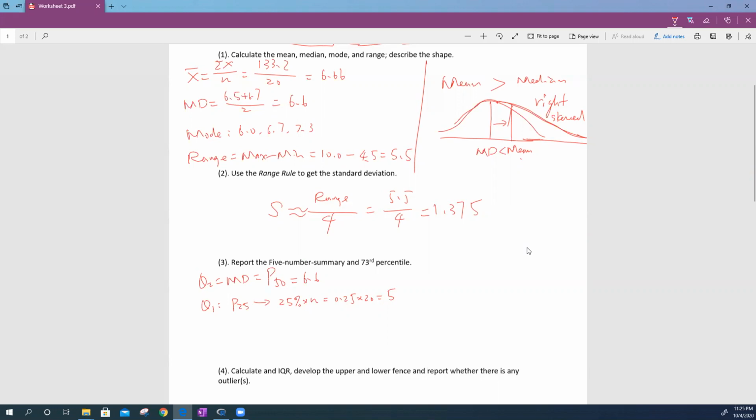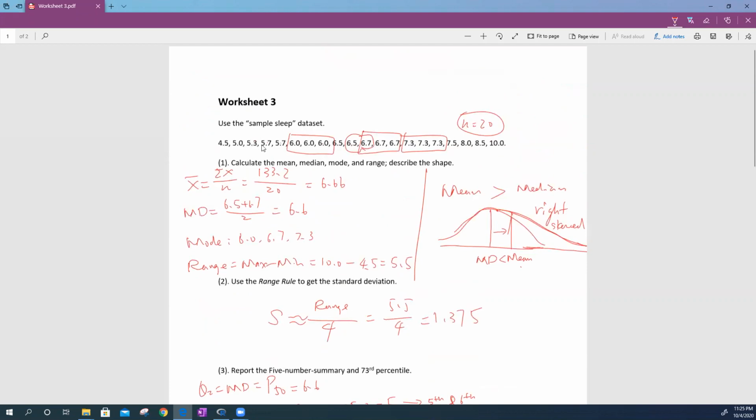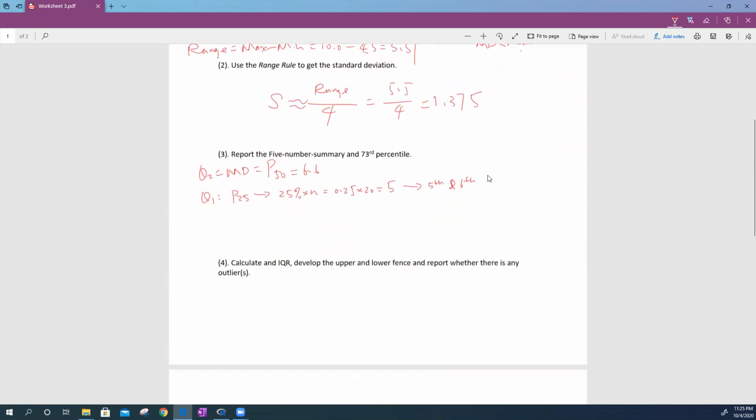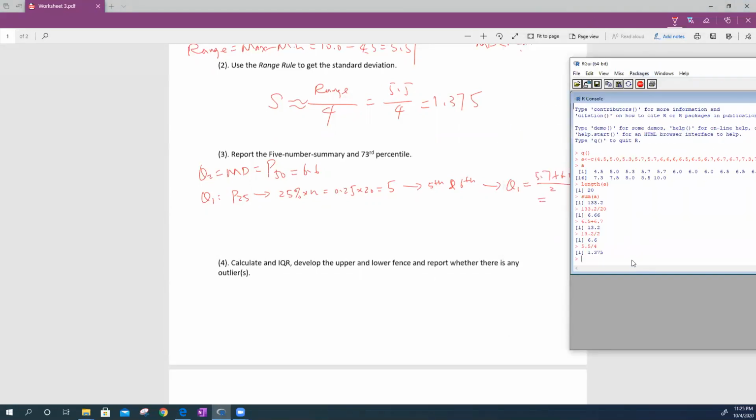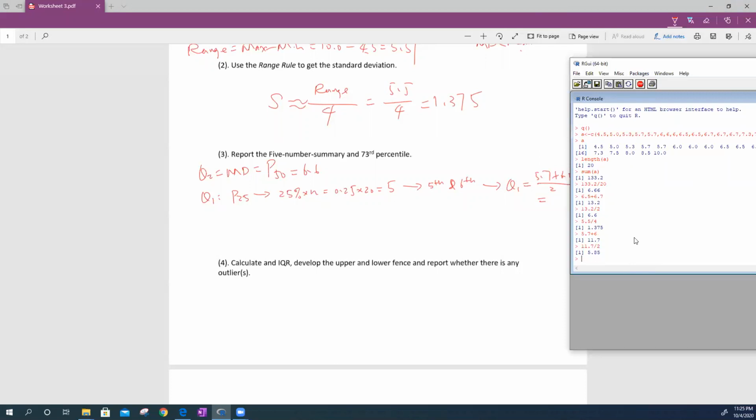So we're looking at the 5th and the next one, the 6th ordered number. So let's see, 1, 2, 3, 4, 5. So the 5th and the 6th ordered values are 5.7 and 6.0. So that tells us Q1 equals 5.7 plus 6 divided by 2, which is 5.85.